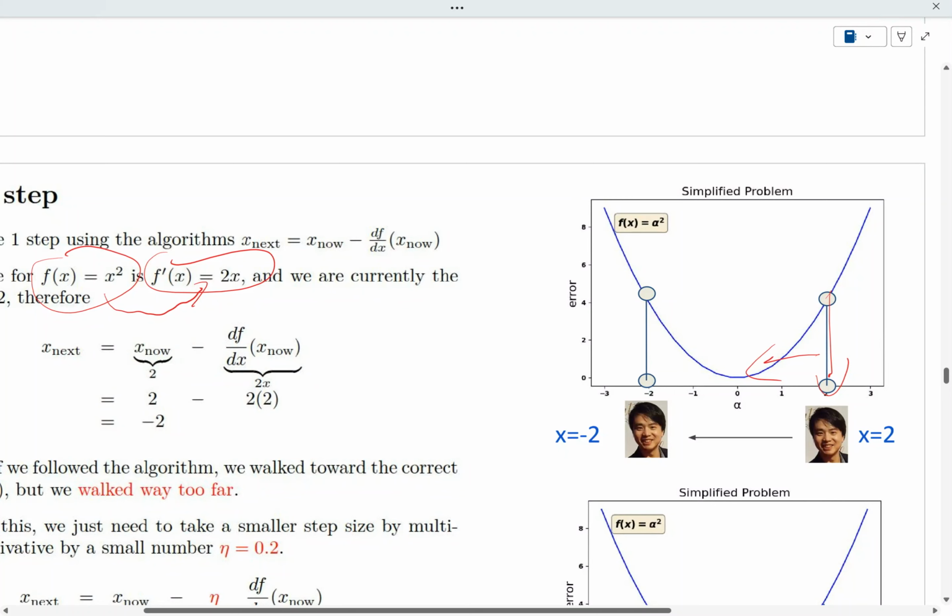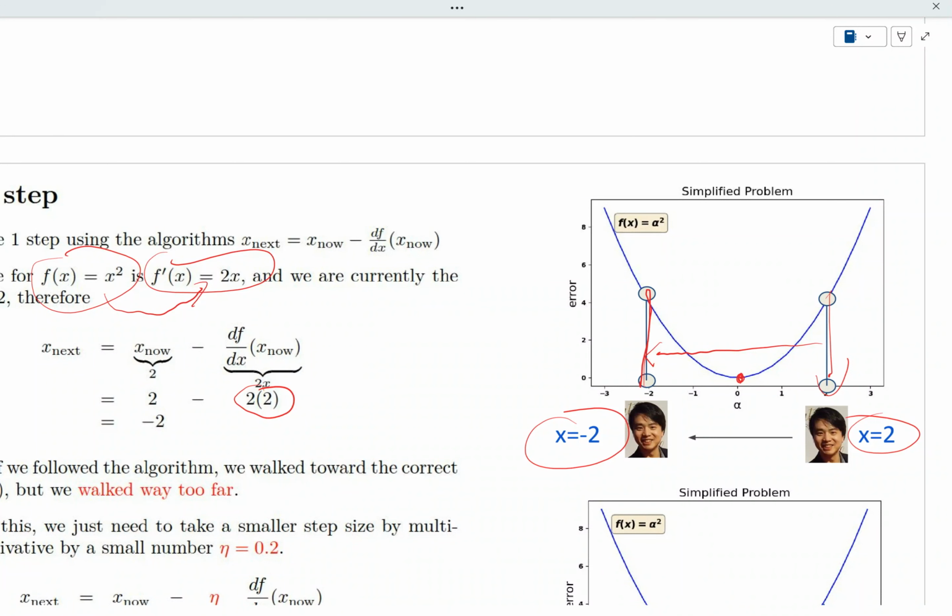However, when you plug the current location in, 2 times 2, that's 4. So you get a negative 2. You did walk towards the correct direction, but you went way too far and you ended up here. That's not good. You don't want to go from here to here. You want to go this way.